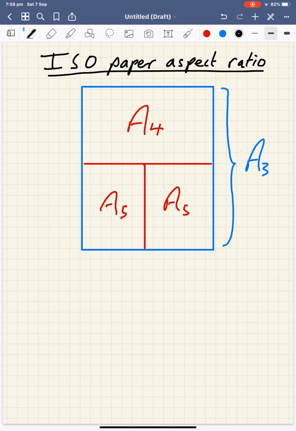This short video is about ISO paper and how to calculate the aspect ratio. That is the ratio of the longest length to the shortest length. I am here going to be looking at A3.